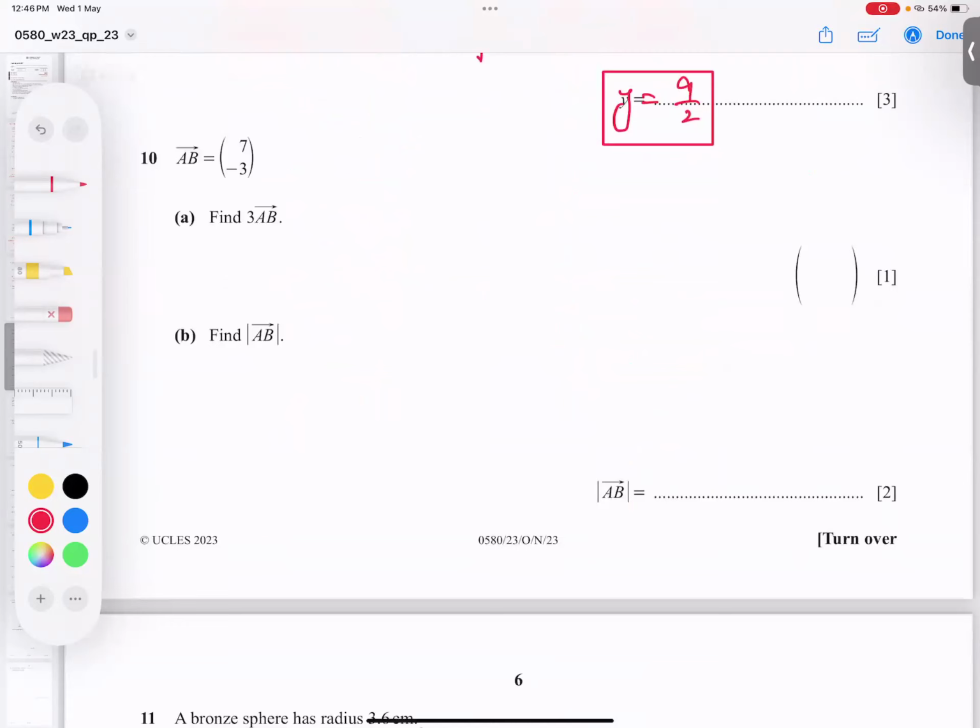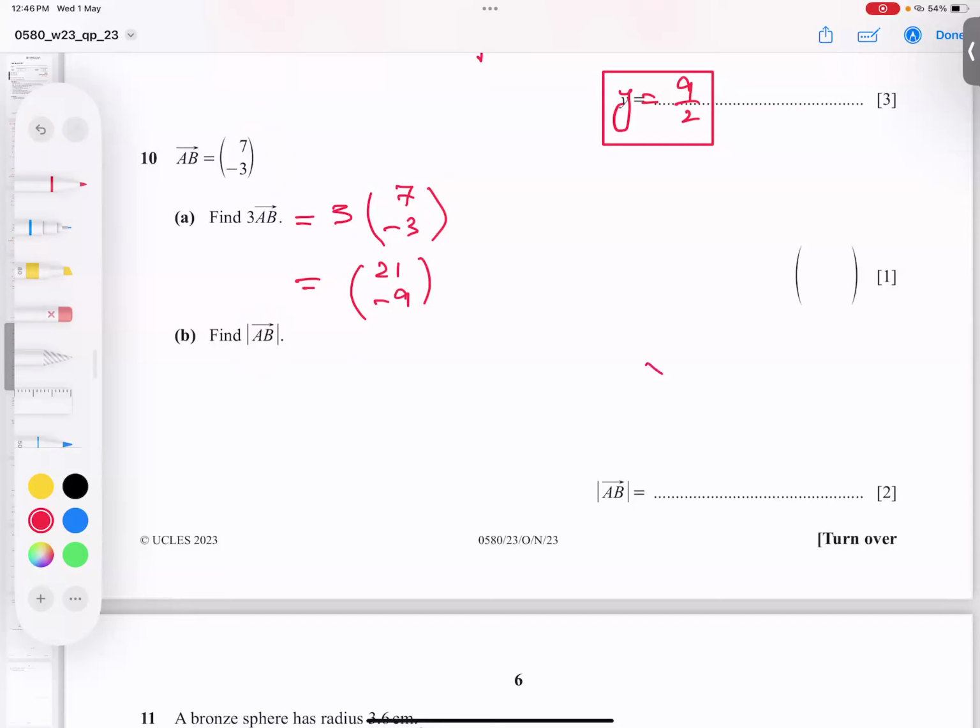This is called a column vector, student. 3 times 2a b, 3 times 2a b, students. 3 multiplied with both, 21 comes up and minus 9 down. This is our final answer. How to find its modulus, actually, 7, negative 3? I just give you an idea.